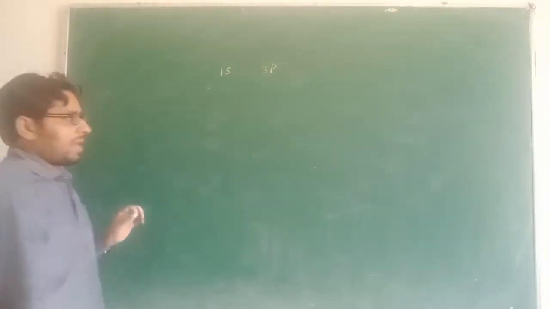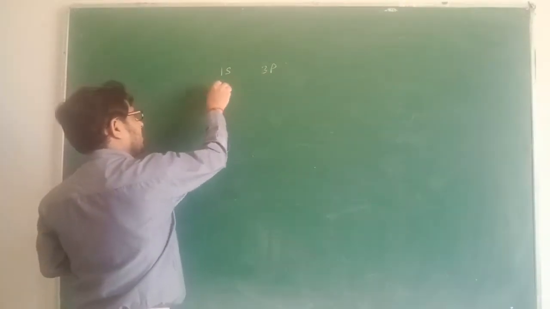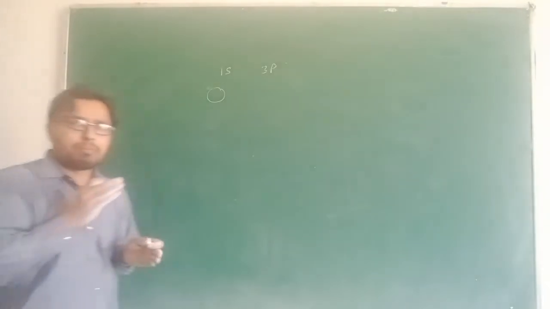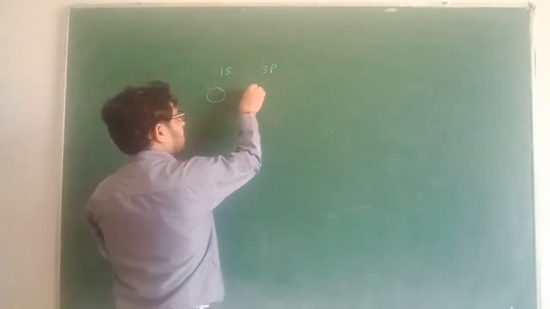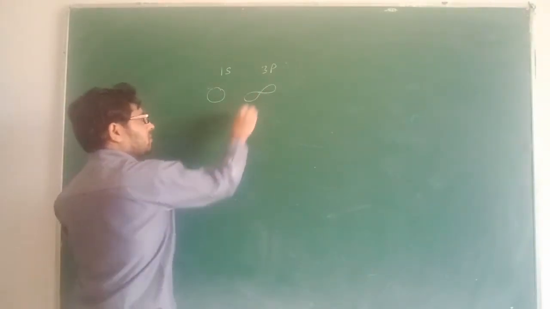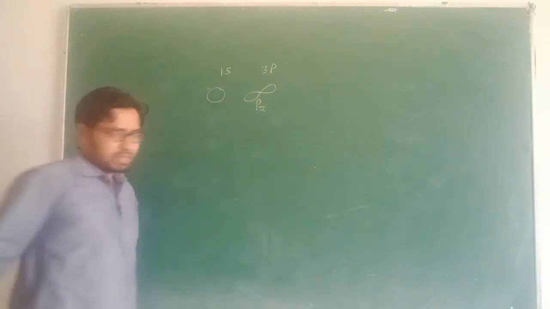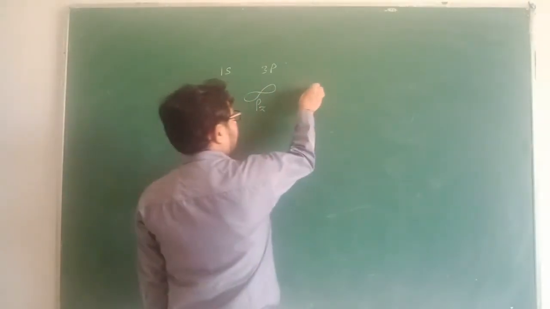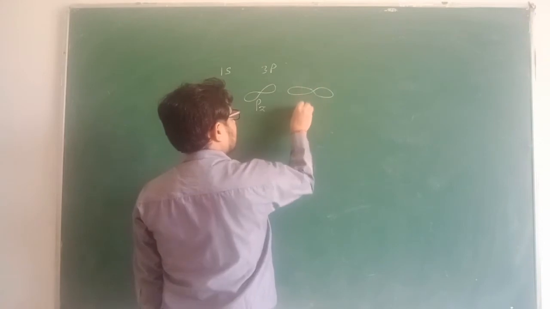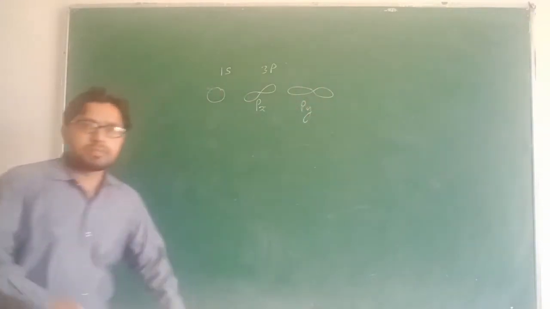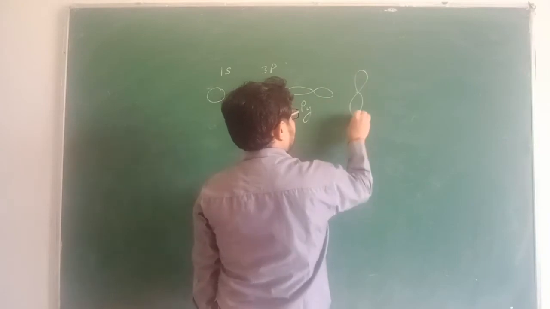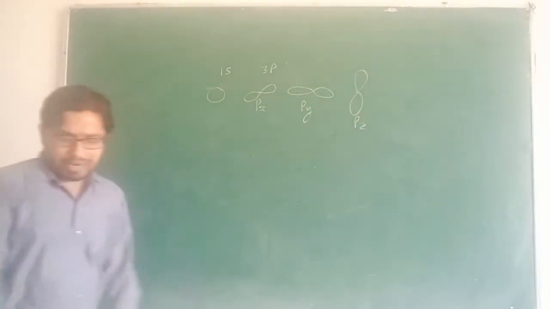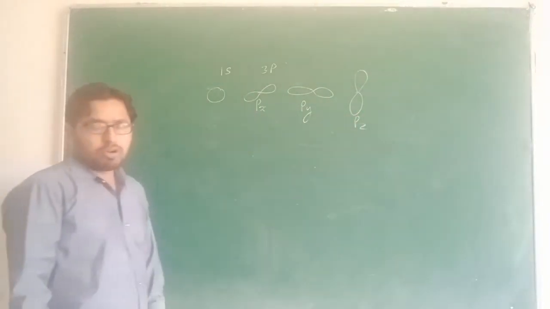So the shape of the s orbital is this. Now the p orbitals are px, py and pz. Let this be the px, this is px, then this will be the py, this is py, then pz. So this is the pz. They are going to participate here.